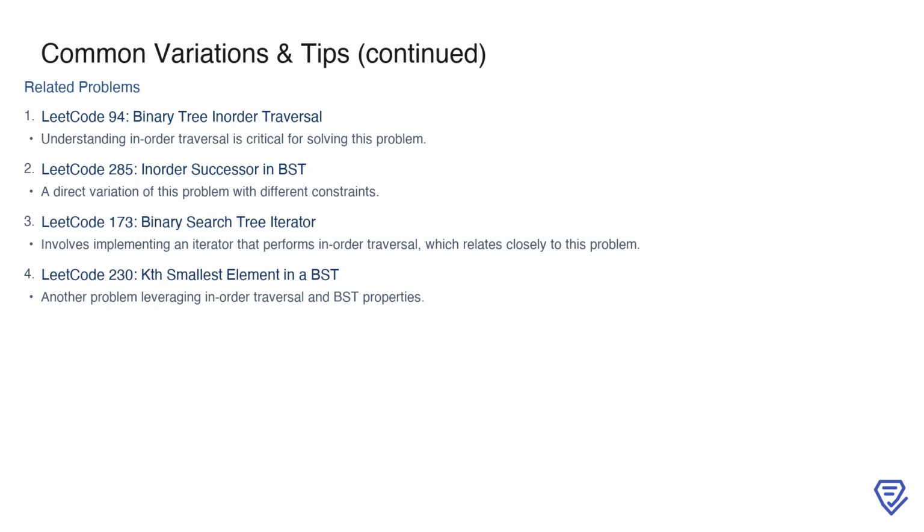This problem shares similar principles, particularly around navigating the tree efficiently. Lastly, LeetCode 230 asks you to find the kth smallest element in a BST, which also relies on in-order traversal and understanding BST properties. These problems collectively reinforce the importance of leveraging sorted order and traversal techniques in BSTs.